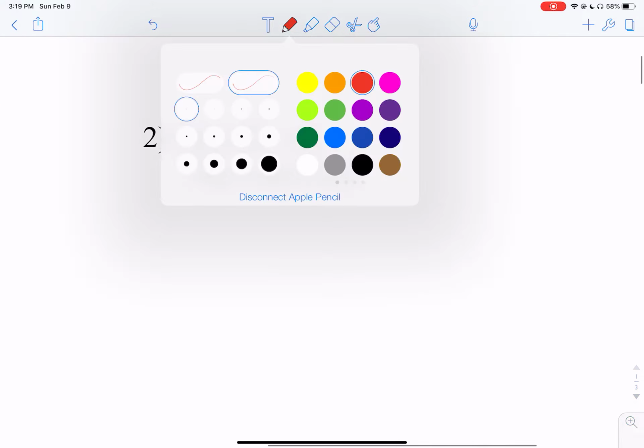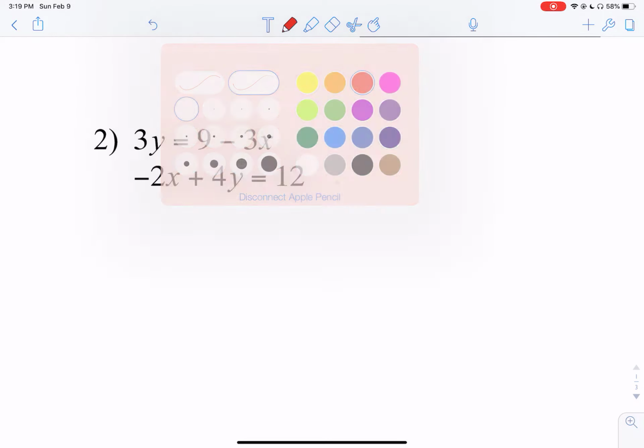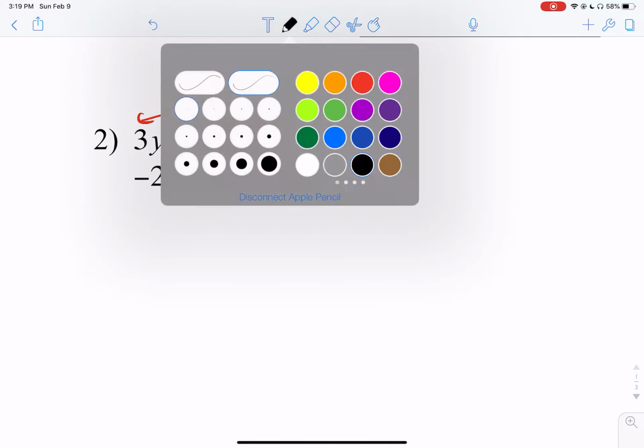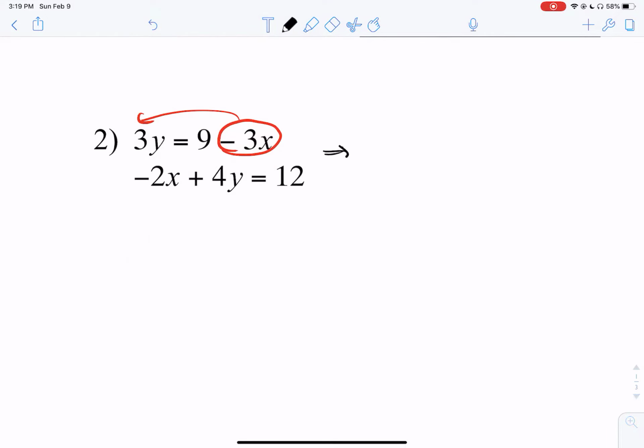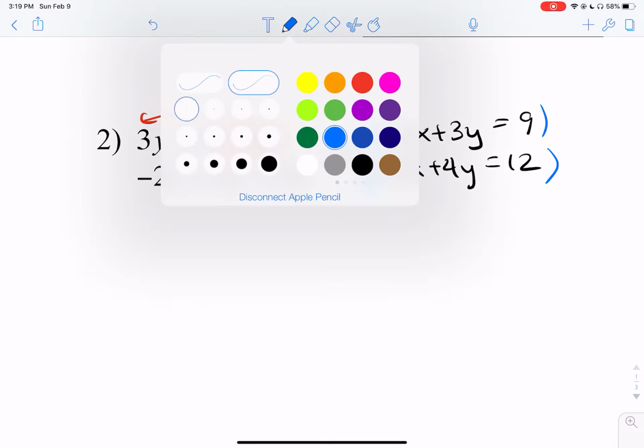Now for number 2, to line up the variables accordingly, I need to move the x to this side. So for the top equation, we're going to end up with 3x plus 3y is equal to 9. And for the bottom equation, everything is perfect. No manipulation right there. So again, I'm going to eliminate the x on this one. So I'm going to multiply the top equation by positive 2 and the bottom equation by 3.